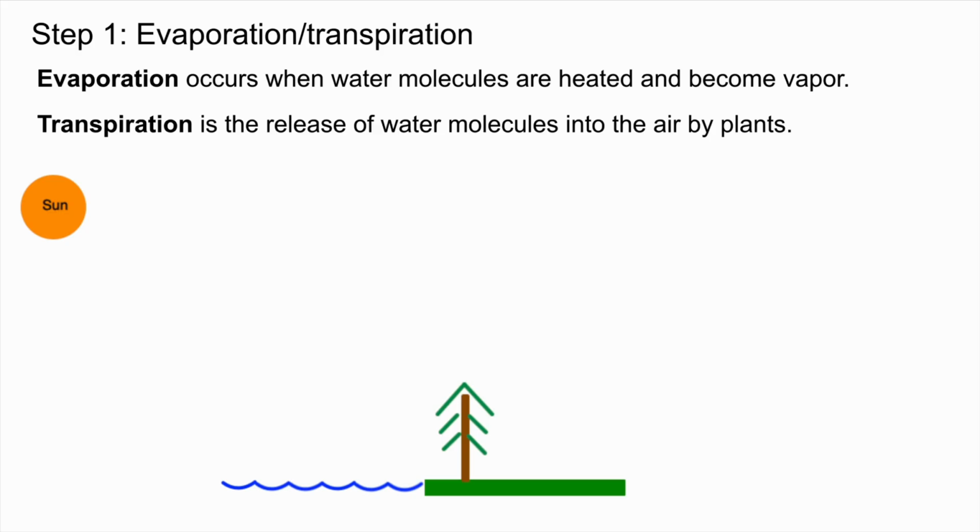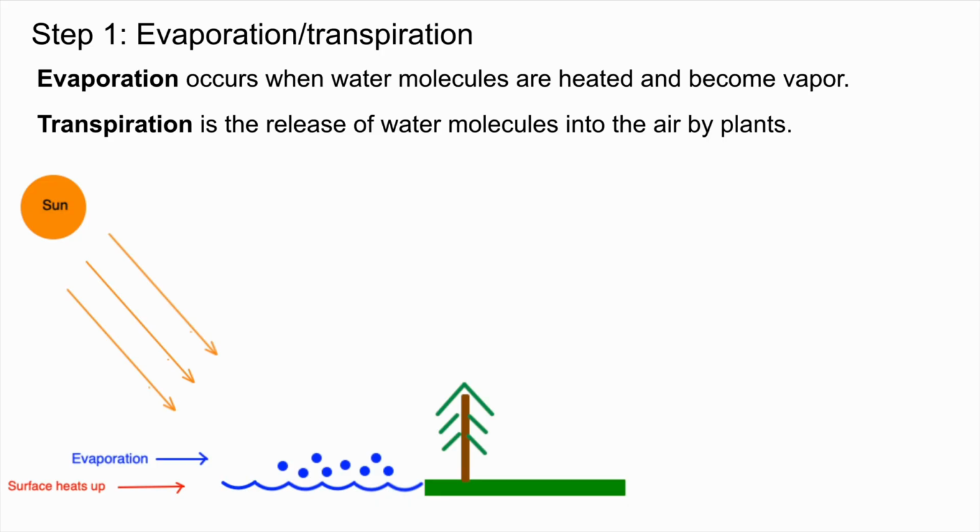Evaporation is basically when water molecules are heated and become vapor. Let's look at how that happens. The sun shines down. This light energy from the sun gets absorbed by the surface, and that makes the surface warm. When we make the surface warm, what happens? The water molecules evaporate. Evaporation is just when water molecules are heated and they go from being a liquid to being a vapor, which means they've entered the gas state.